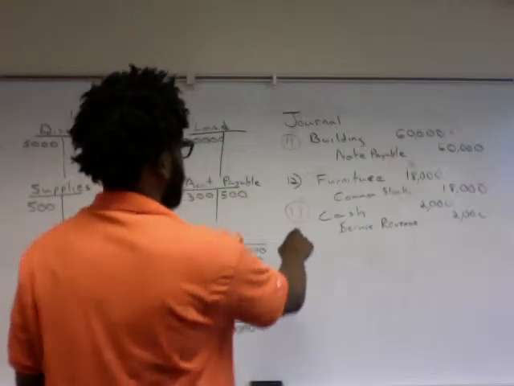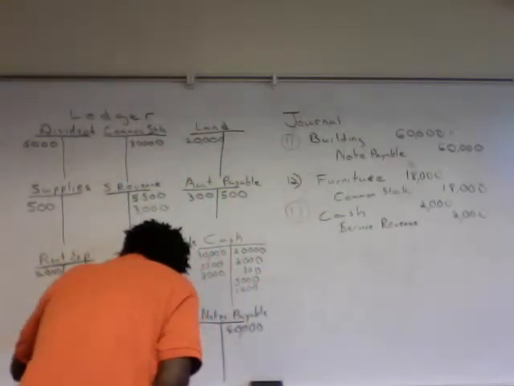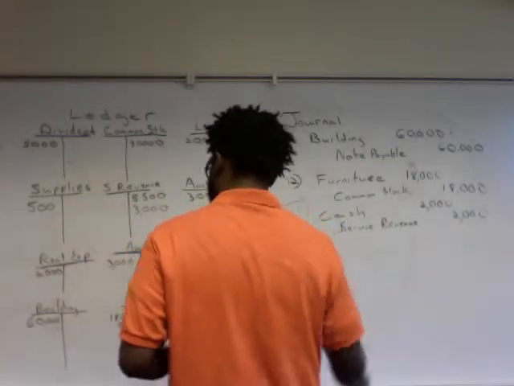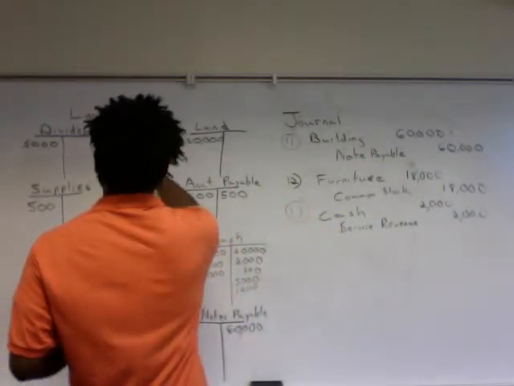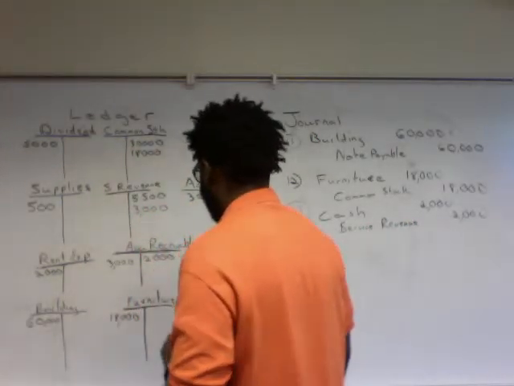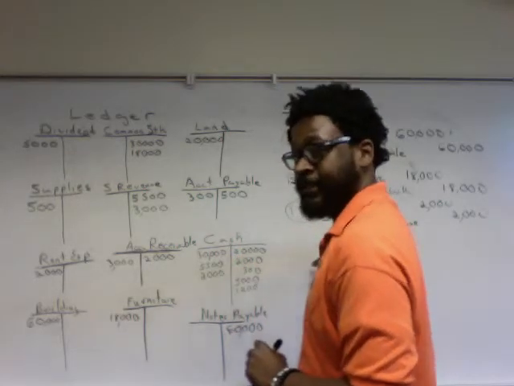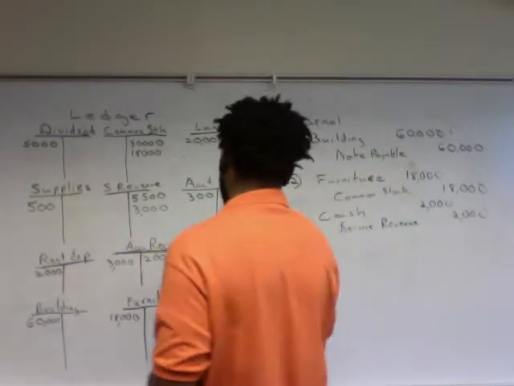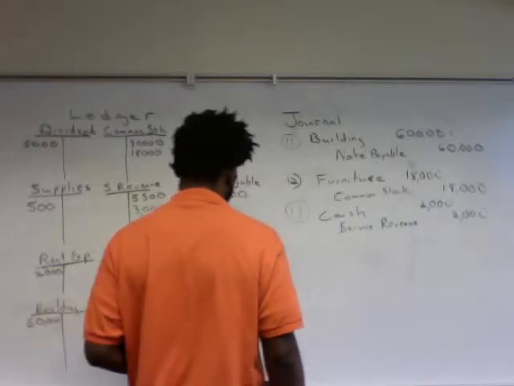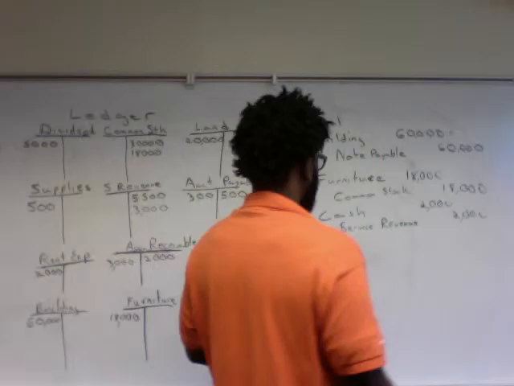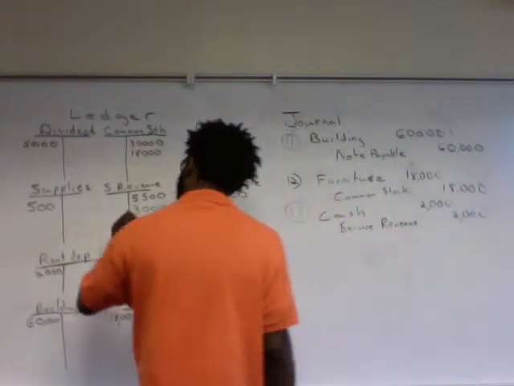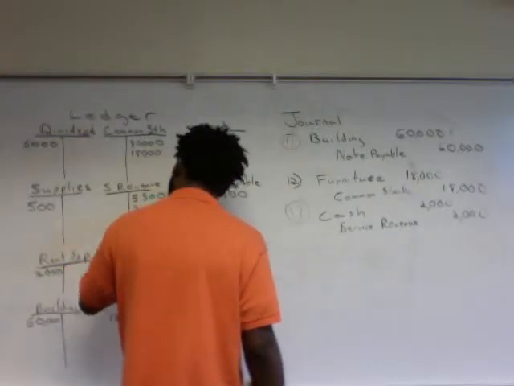And we're going to move on to the second one. The furniture is $18,000, so we're going to plug that in there on the debit side. Our common stock, we need to find common stock, and it's up here. And we're going to add another $18,000 on the credit side. Okay. We move on to our last transaction, which deals with cash. So we find cash at the very bottom, and we're going to debit another $2,000 in cash. Then we're going to move on to our service revenue. And see our service revenue, so we're going to apply another $2,000 on the credit side.